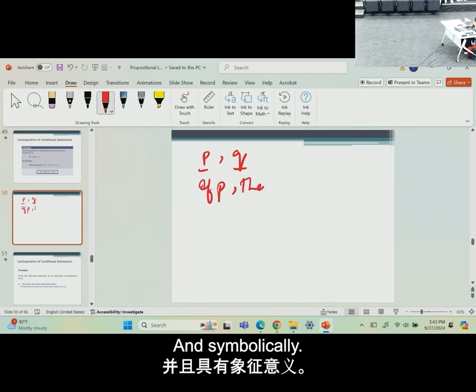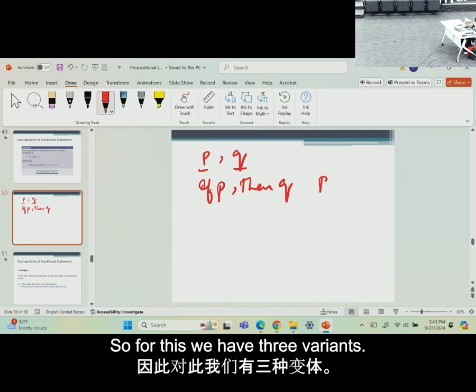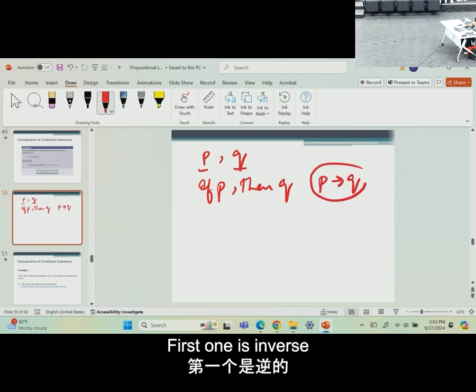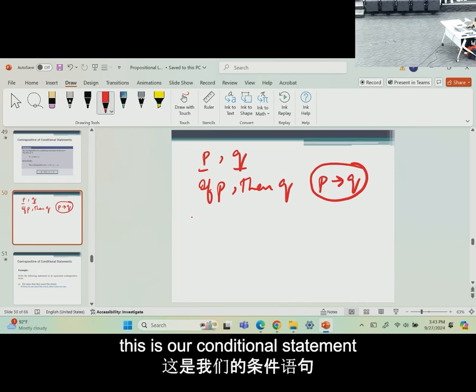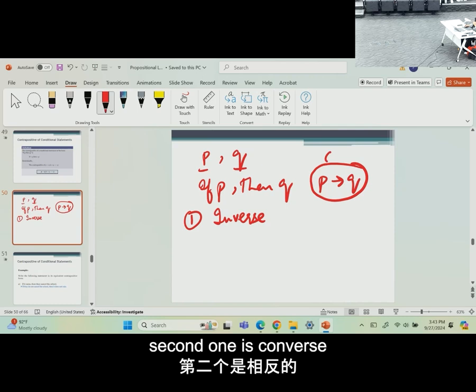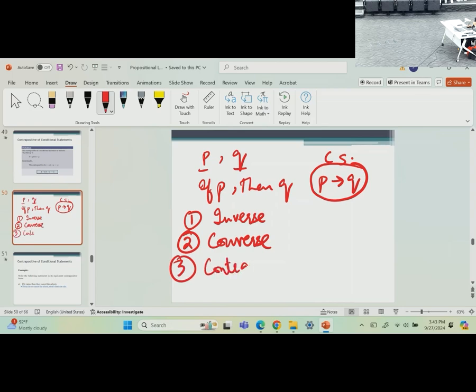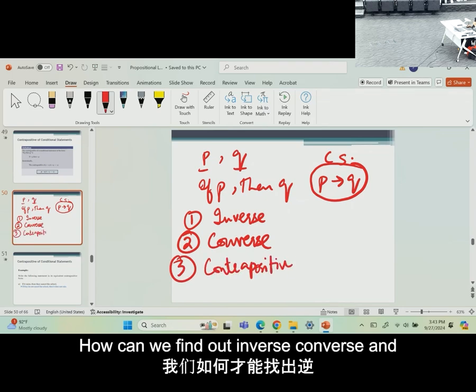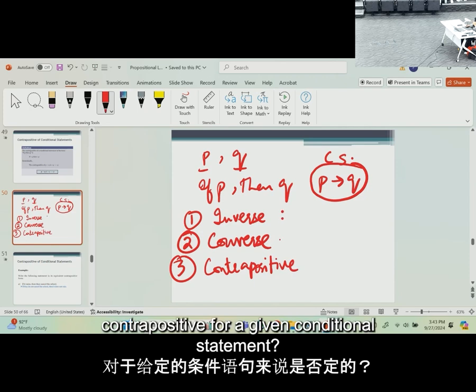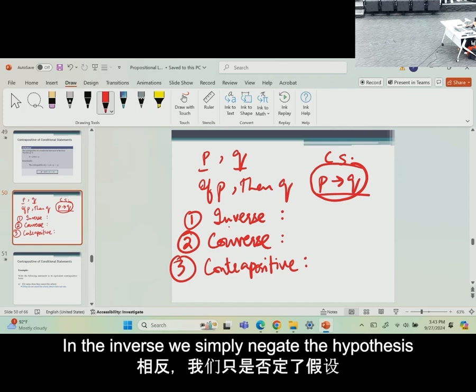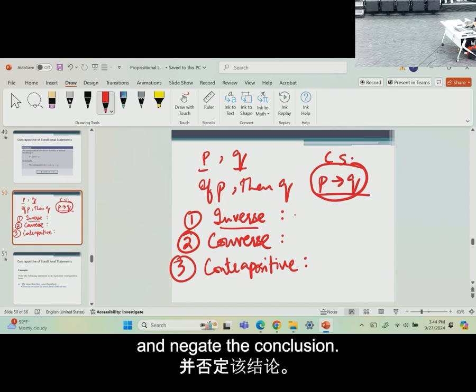Yeah, and symbolically? Yeah. So for this, we have 3 variants. First one is inverse. This is our conditional statement. Second one is converse. Third one is contrapositive. How can we find out inverse, converse, and contrapositive for a given conditional statement? In the inverse, we simply negate the hypothesis and negate the conclusion.